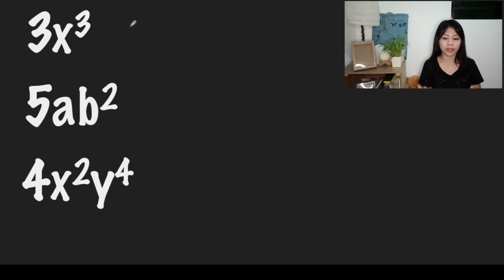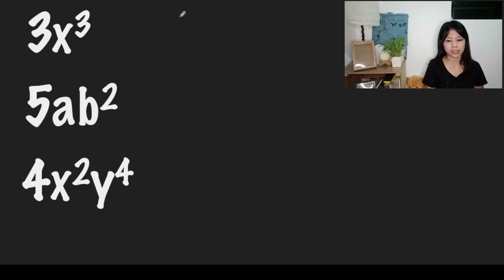Okay? Kadalasan ng parentheses talaga, importante siya kapag halimbawa merong i-add, i-minus, ganyan. Tapos kailangan mo i-erase yung buong expression na yun sa exponent. Ngayon, we have here some examples na walang parentheses, pero alam natin kung alin lang yung kanyang nire-raise sa exponent.